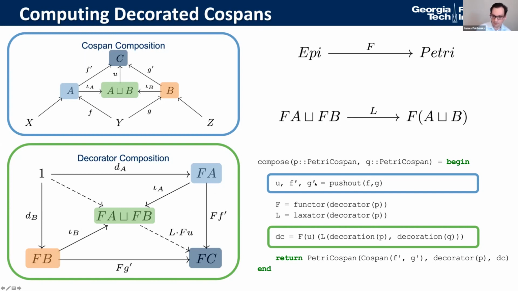And then the point here is that the algorithm for composing Petri cospans is given directly by looking at these two diagrams. You compute this push out from the top diagram, take this morphism, feed it into the functor that's given by the decorator. You have to apply the laxator on the two decorations, and you apply that morphism, and then you package it up in a new Petri cospan. So we're directly taking math as a specification of an algorithm, because they're constructive proofs, and therefore they are specifications of algorithms.